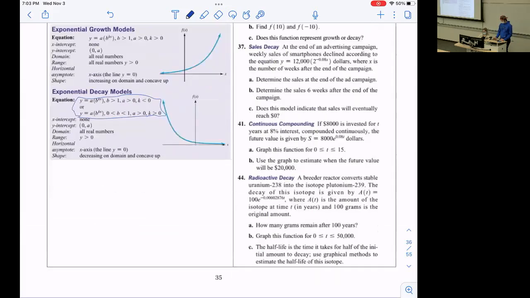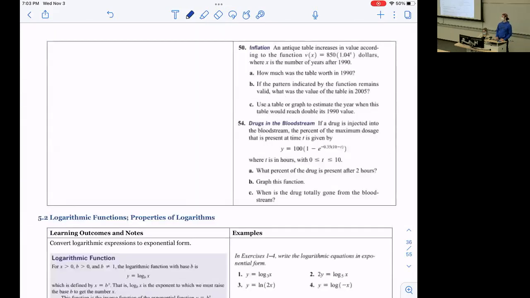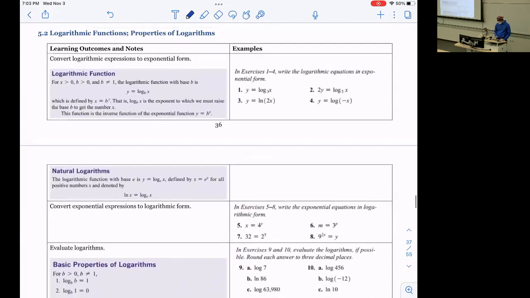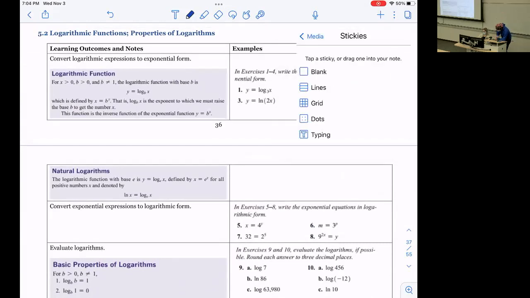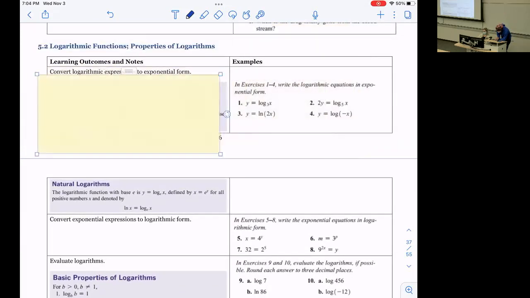All right, 5.2, logarithmic functions. So I'm just going to have to convert logarithmic expressions to exponential form. So 1 through 4. We do 3. Number 3.